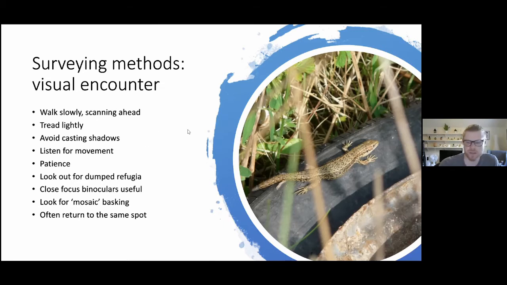Bins or binos can be useful. Scanning 2 or 3 meters ahead of you can be difficult. So you can just move 2 or 3 meters, get your bins out, look along your habitat interface, see if you can spot anything, and then move on, rinse, repeat. I'll show you a picture of what mosaic basking is in the next few slides. And I've mentioned, yeah, common lizards usually go back to the same spot.